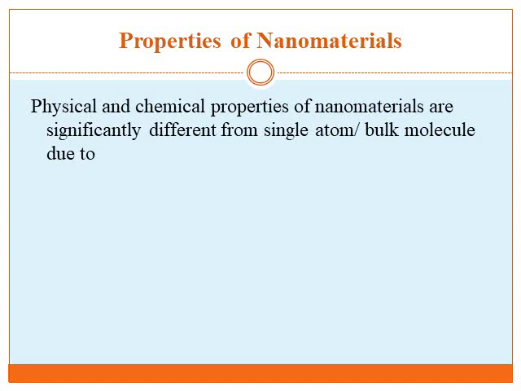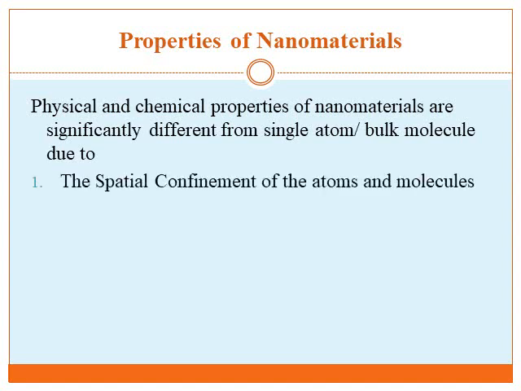So how could these differences in properties arise when the material is brought down from the bulk scale to the nanoscale? When you reduce the bulk scale of the materials to the 10 raised to minus 9 meter scale, especially between 1 to 100 nanometer, the spatial confinement of the atoms and molecules takes place.